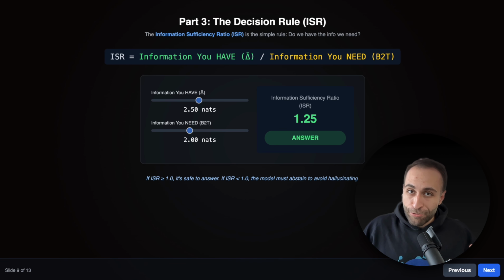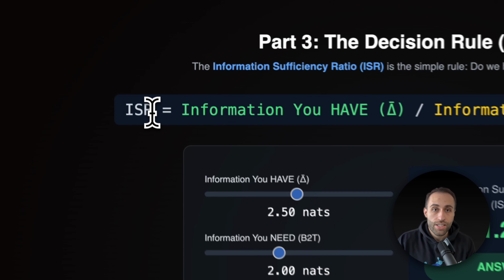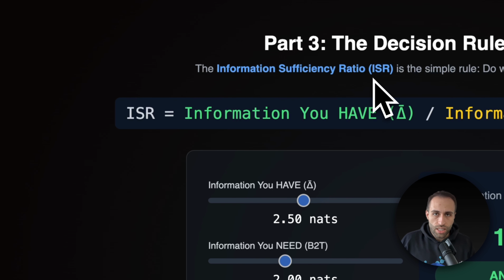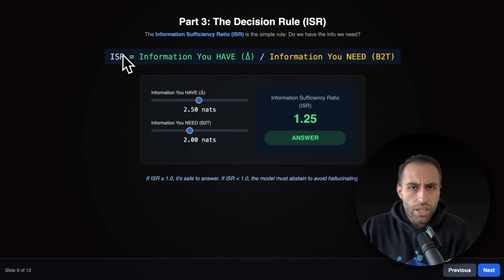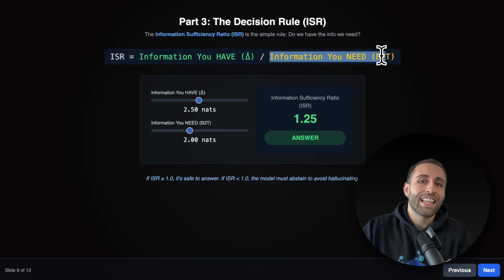All right, now here's the final formula. For calculating whether we are going towards hallucination or not, we need to talk about ISR, which is the information sufficiency ratio. In the paper, they're saying that if ISR is above 1, that means potentially there's no hallucination. Under 1, that means there's going to be hallucination. That threshold can be changed by you, but this is sort of a rule of thumb. Now, how is that ISR calculated? We simply divide the information we have as of now, which we know how to calculate, by the information that we need, or B to D, that I just discussed.